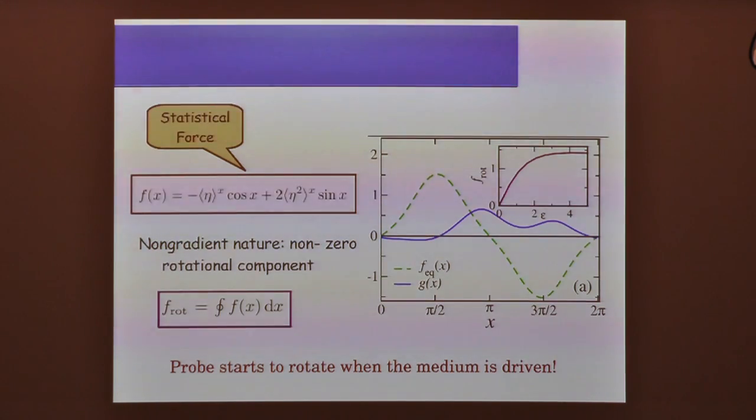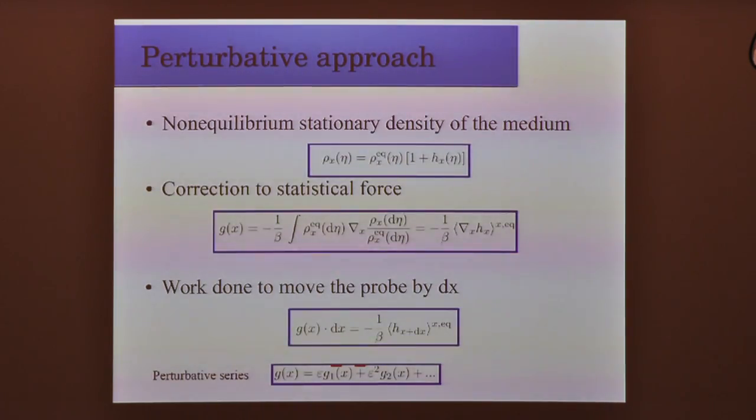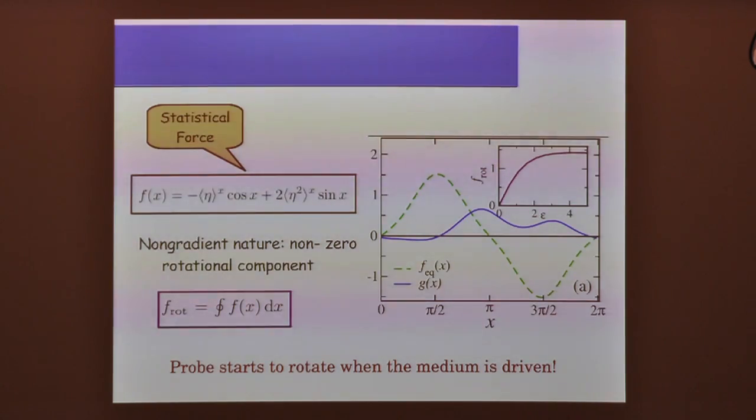So, we measure the rotational component by integrating this over the circle, and this is the rotational component as a function of the drive. We see that the force on the probe becomes more and more non-gradient as we go further away from equilibrium, and basically the probe starts to rotate on the circle when we drive the internal degree of freedom. So, even though there is no direct drive on the probe, it starts to feel the non-equilibrium in this medium. That is the first result, that you can see the non-gradient nature of the force on the probe when you drive the medium out of equilibrium. So, this was an exact calculation for this very simple system.